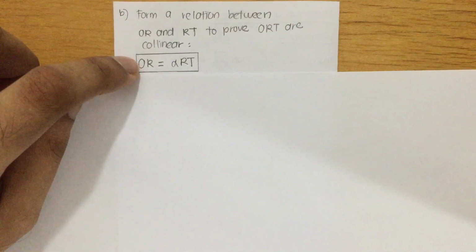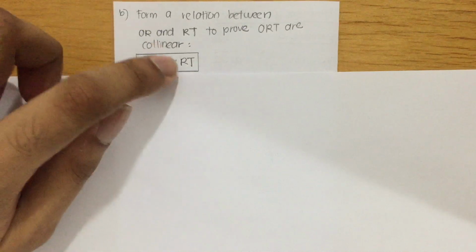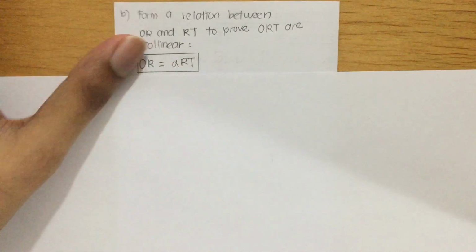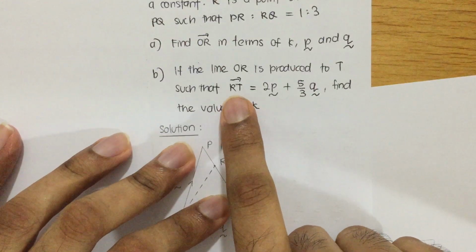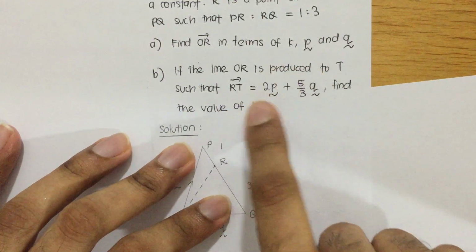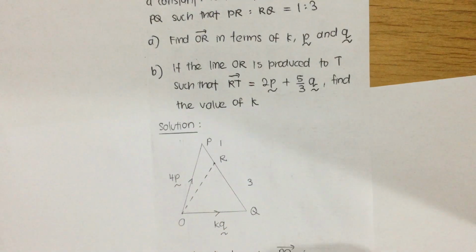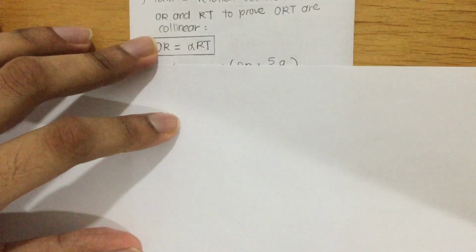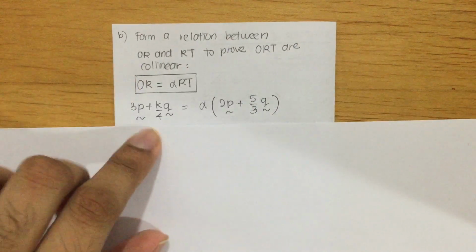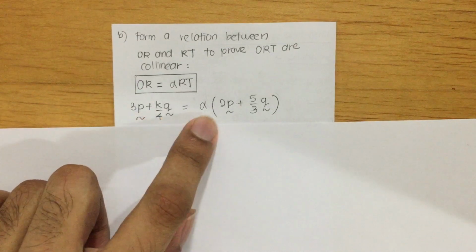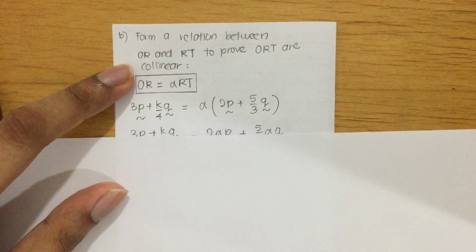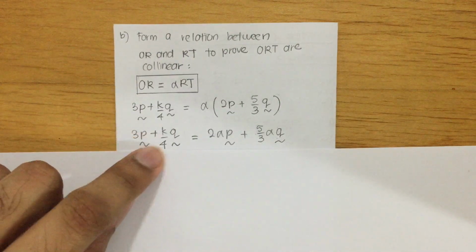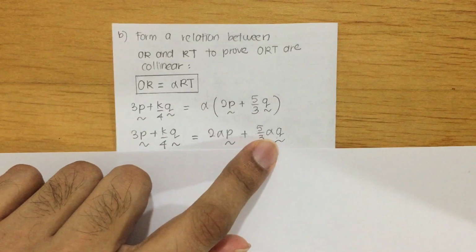What we're going to do now is substitute in the value of OR and the value of RT, which is given by the question, guys. RT, they have already given us 2P plus 5 over 3 Q. This is your value of RT, guys. OR we have already found just now. So you substitute in all the values. For OR you get 3P plus K over 4 Q equals alpha in the bracket 2P plus 5 over 3 Q. So you expand the alpha. So you get 3P plus K over 4 Q equals 2 alpha P plus 5 over 3 alpha Q.